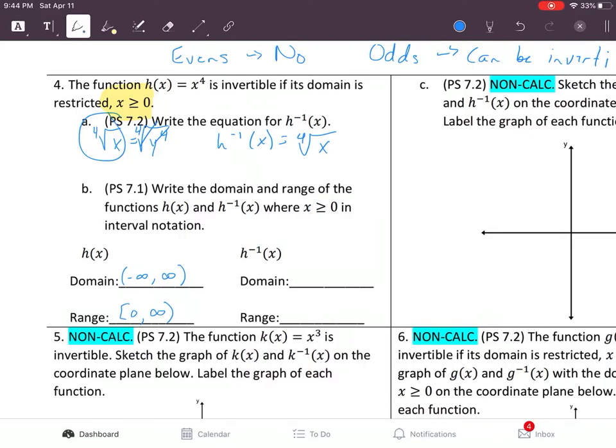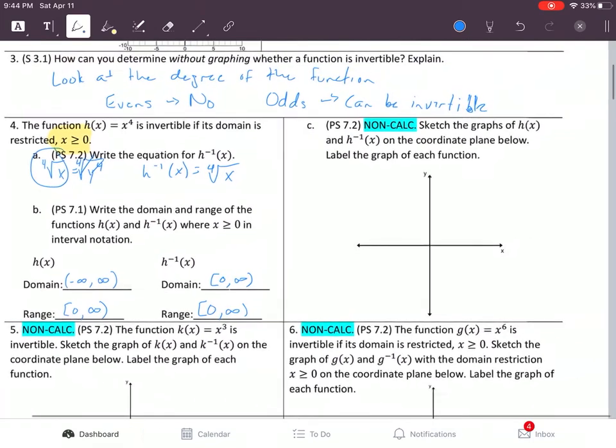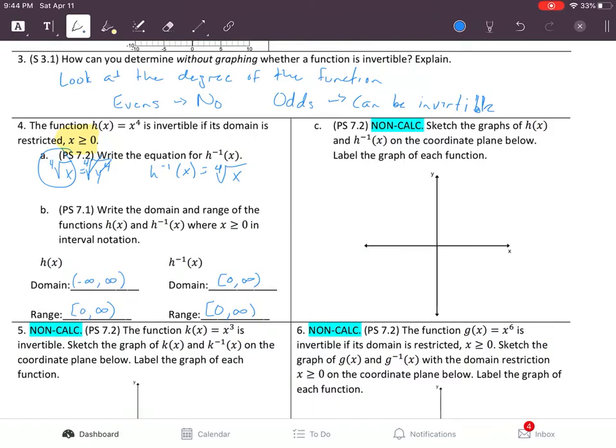If we restrict its domain to be 0 and bigger, for the inverse, then the domain is going to be 0 to infinity, and the range, since we're restricting the domain, is going to be 0 to infinity as well. As we can see in the next part, if we graph it.